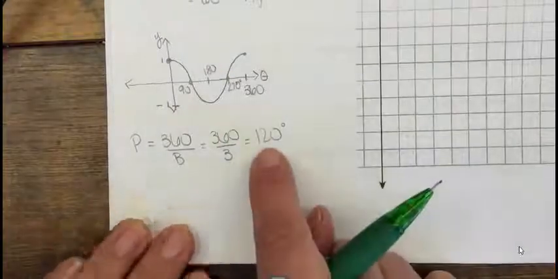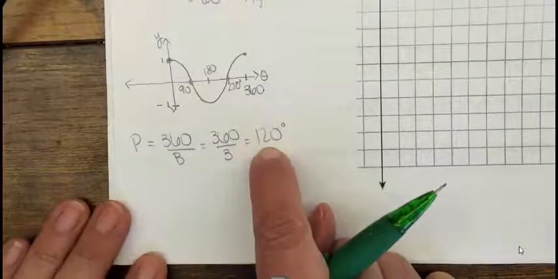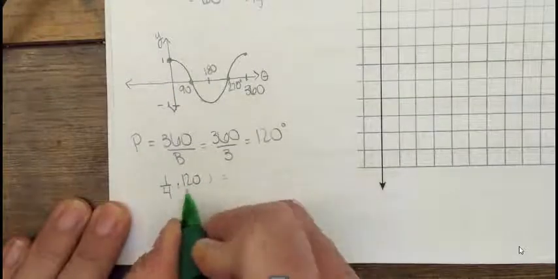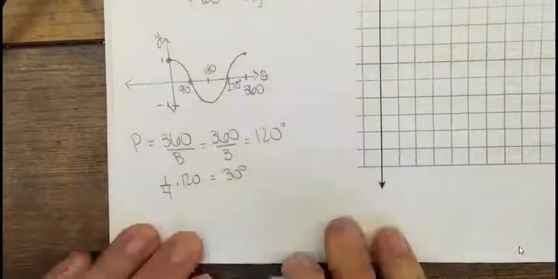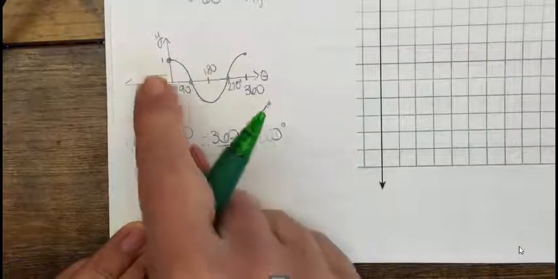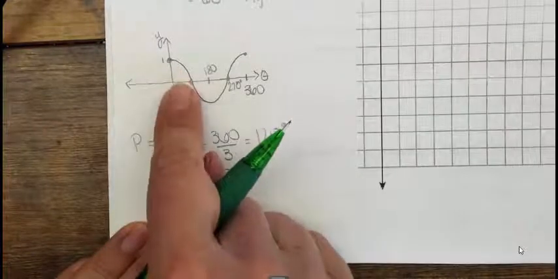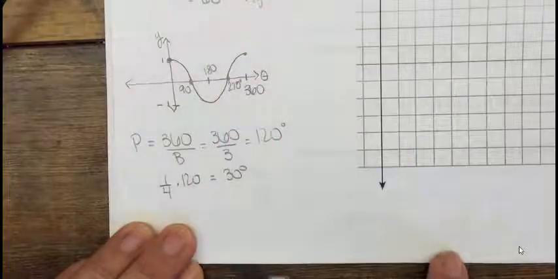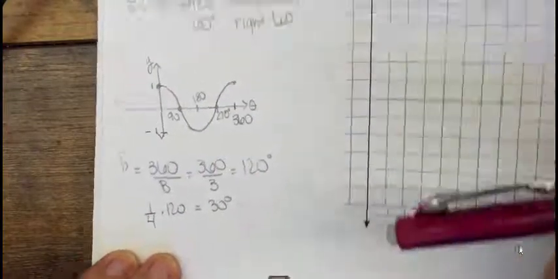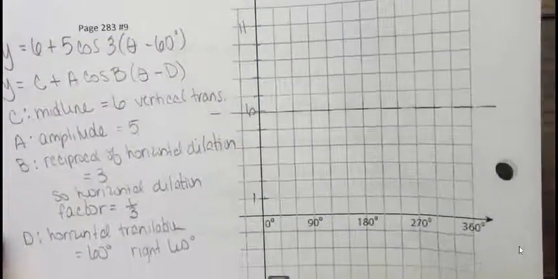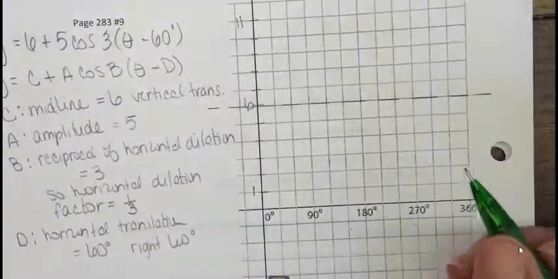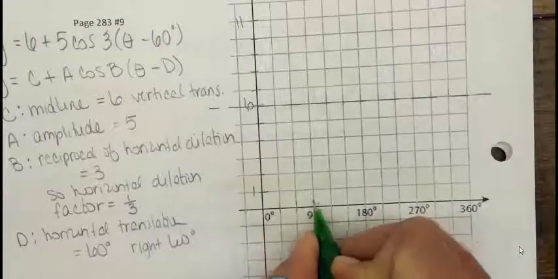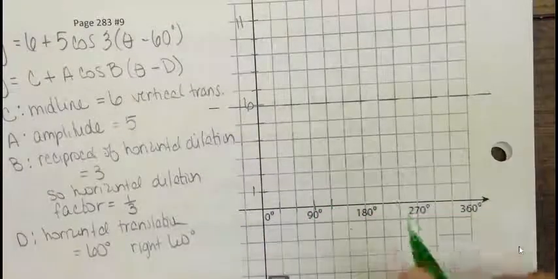Okay, well, what's a quarter of 120 degrees? So a quarter of 120 degrees is 30 degrees. So every 30 degrees, I should either be touching a midline, or a low point, or a midline, or a high point. Okay, so let's try that. So every 30 degrees. So let's see here. This is going to be 30, 60, 90, 120.